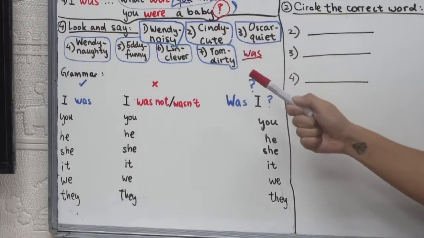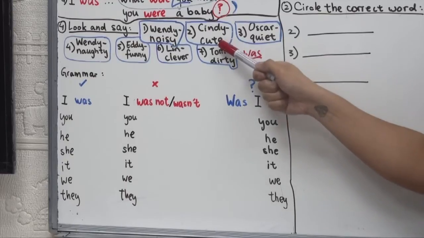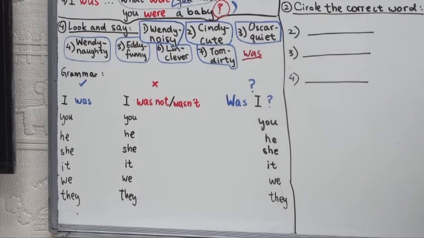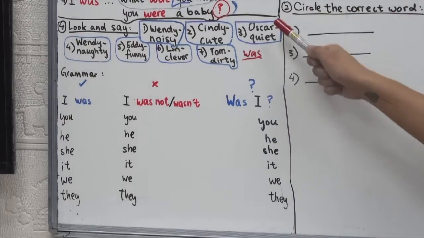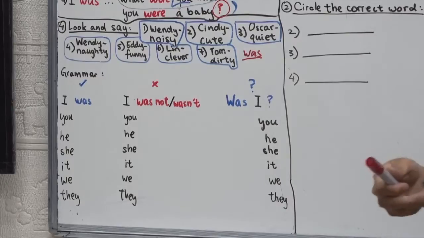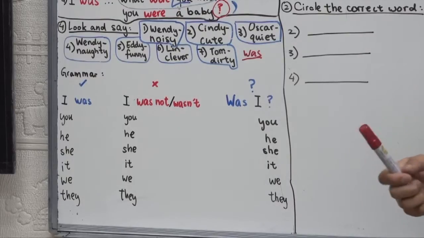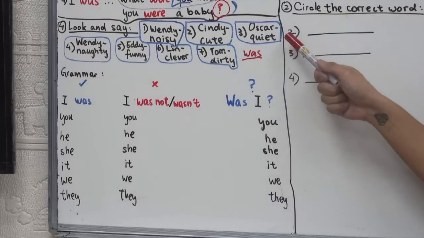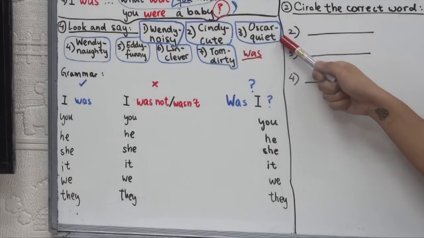Cindy was very cute. Now, everybody, can you try to do number 3? All right, so look at this photo, Oscar, and then continue, all right? So let's try to have Crystal. Can you try? Number 3.